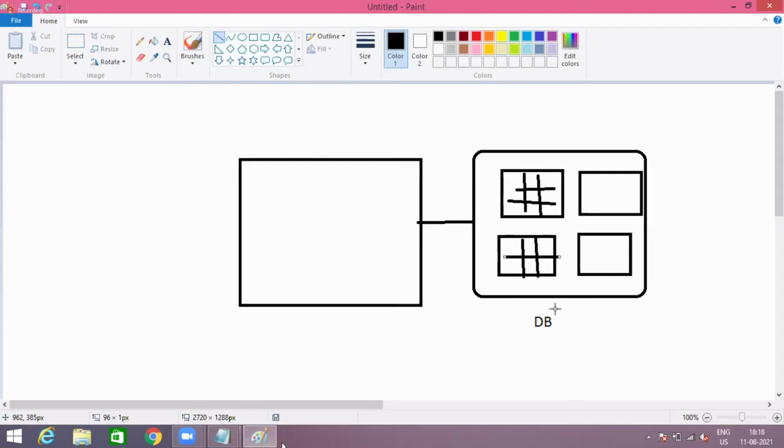You got it? Understood? So in RDBMS, data is organized in the form of tables. If you want to store something in a database, first you need to create the table. You want to store customer data, first create a customer table, store the data. You want to store products data, first create a products table, store the data.